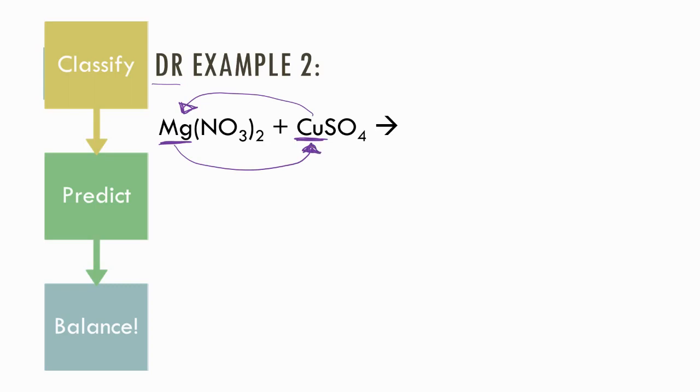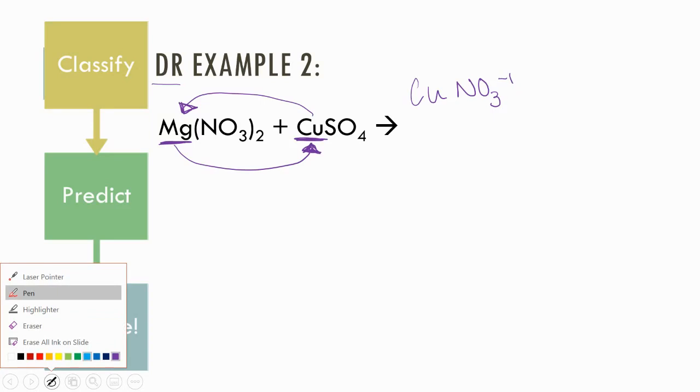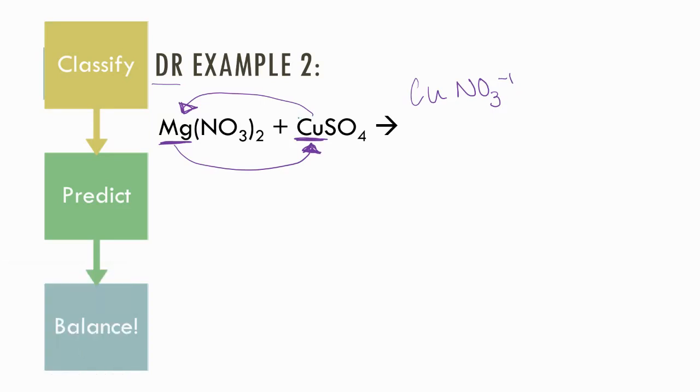So let's think about this for a minute. Copper is now going to be with nitrate. Nitrate is NO3, which has a -1. But what the heck is copper's charge? Well, I have to work backwards and think about what copper's charge is. So I'm going to do that over here.